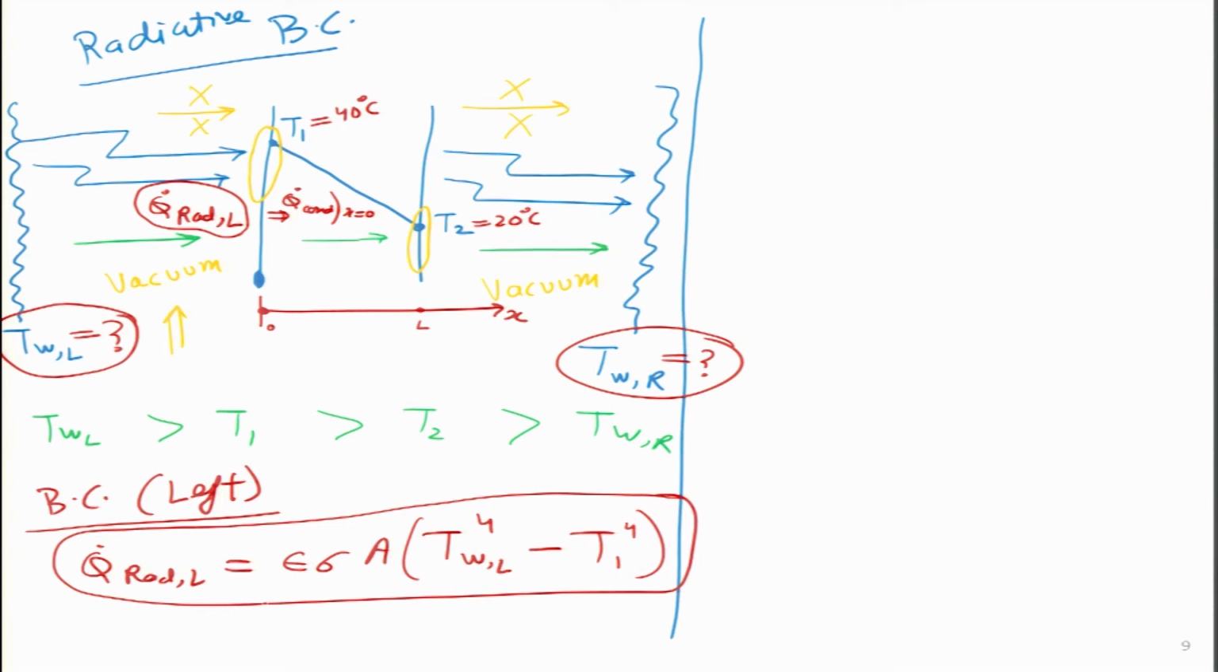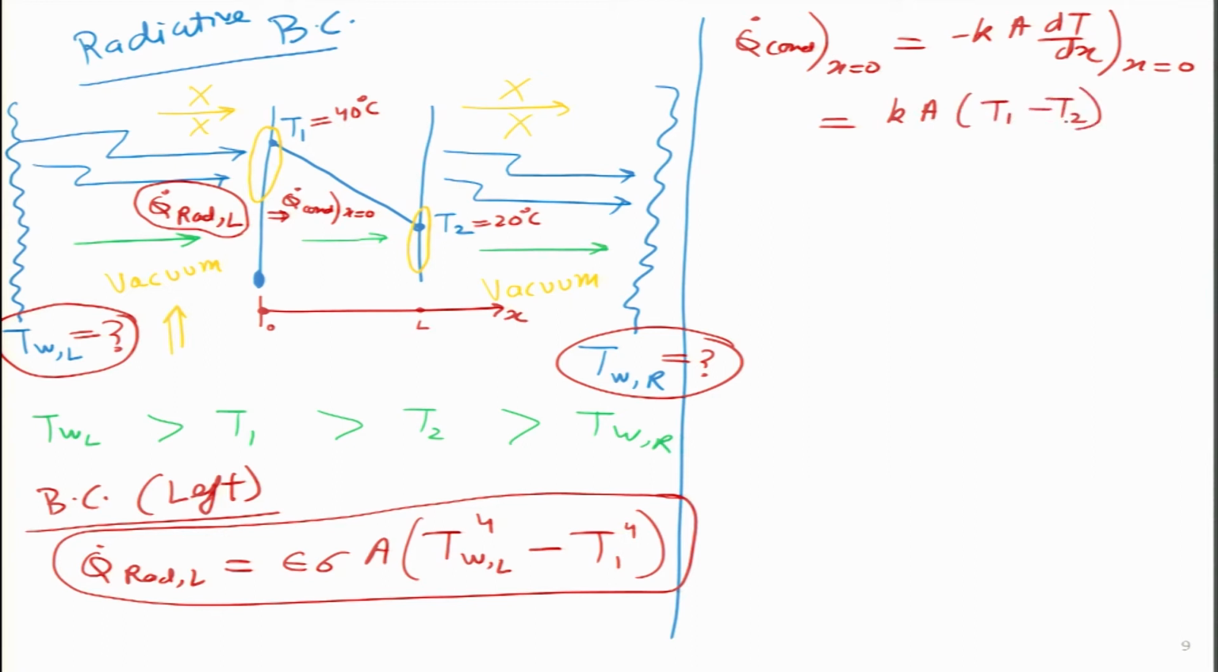Can I also write the term for Q dot conduction? Maybe I will write it over here. So, what is Q dot conduction at x equals to 0? It is simply k A dT/dx at x equals to 0. In this case, we know that it is a linear slope. So, it simply turns out to be k A (T1 minus T2) divided by L.